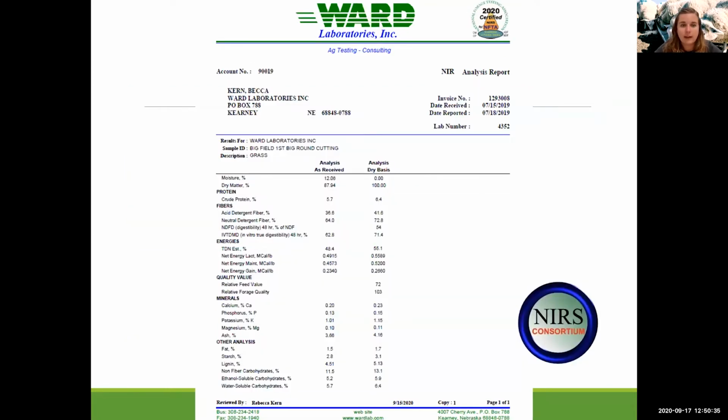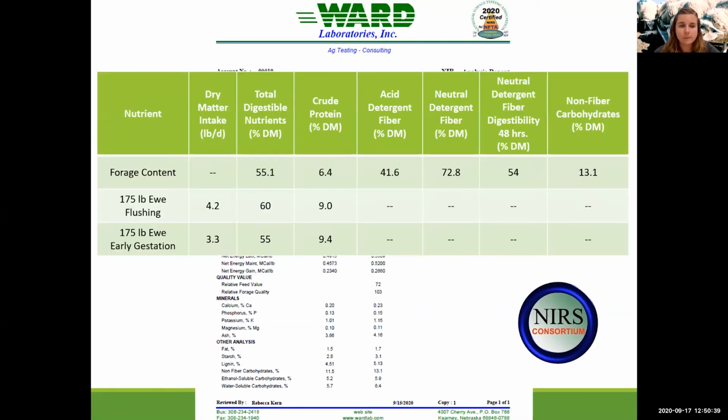Okay, so now let's take a look at grass. So again, we've got our flushing requirements and our early gestation requirements and our nutrients here across the top. First thing, let's look at the energy requirements or energy content of the forage compared to the requirements of our animal. We are not meeting energy requirements for flushing, so we are going to definitely be needing to supplement that. We are, however, right on the nose with the early gestating ewe.